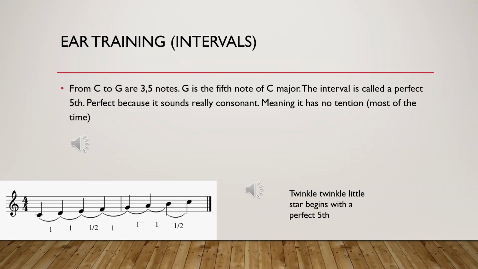Then we add the perfect 5th, C to G, because G is the 5th note of C major, and it also sounds really consonant, which is why we call it a perfect interval. And it sounds like so. Ba da da da dum, do re mi fa sol, do sol. And Twinkle Twinkle Little Star begins with a perfect 5th. Ba ba ba bum. From C to G.